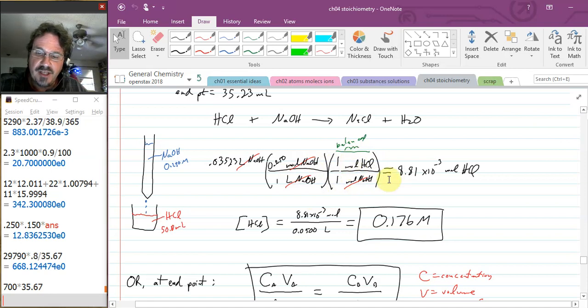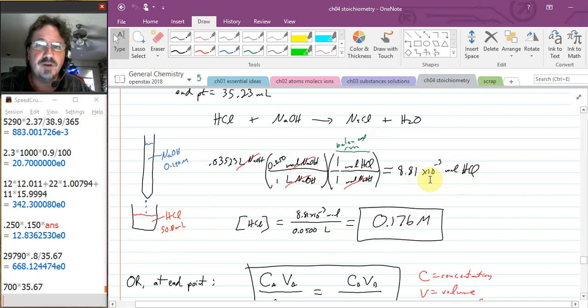Let's see what that actually equals. Pump that through on the calculator. 8.81 times 10 to the minus 3 moles. So that's pretty cool. I'm trying to analyze the HCl down here. I knew it was 50 milliliters, but now, because I've titrated, I figured out how many moles of HCl are actually in that beaker. 8.81 times 10 to the minus 3. All right, that's almost what they asked me for.